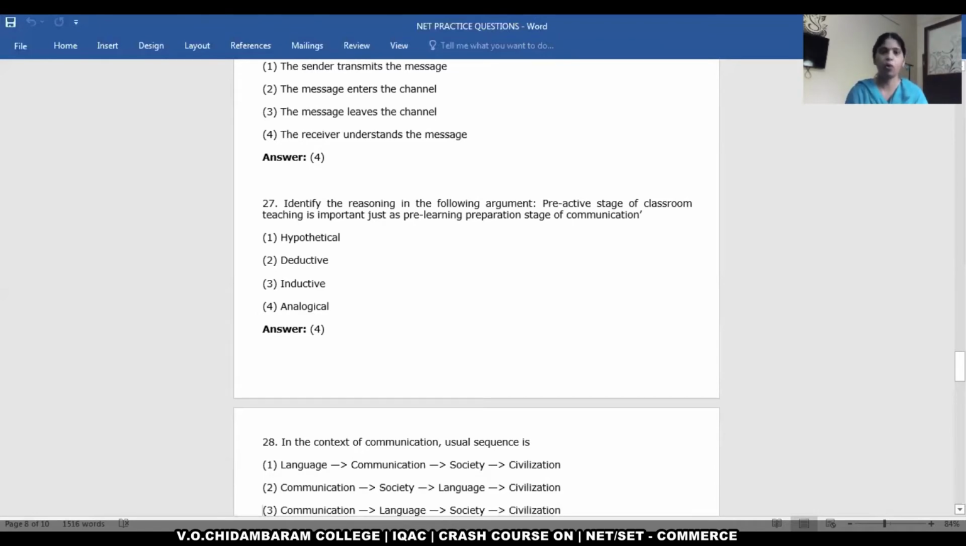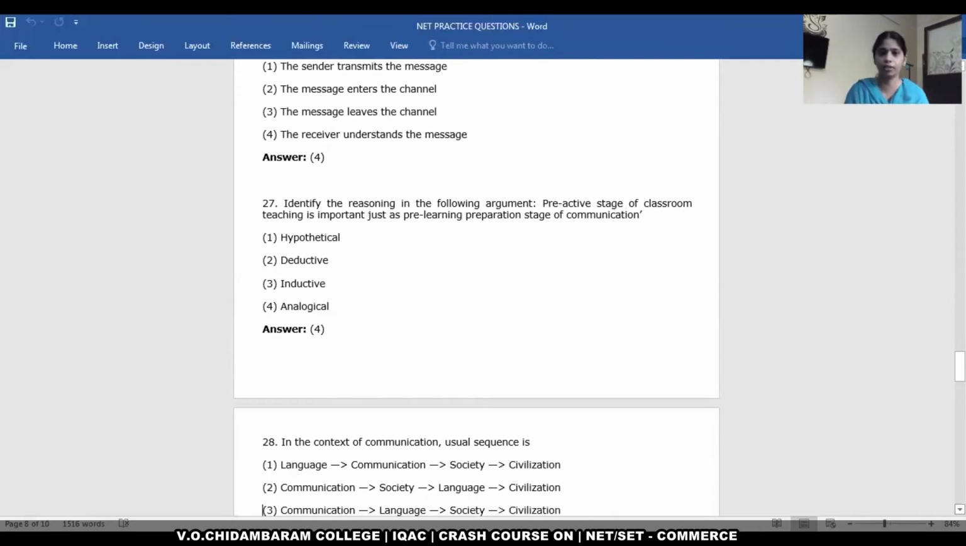Is it imaginary? No. Deductive. Deductive is a conclusion. It's a concluding. It's somewhat reaching a final answer. Is that so? Inductive. Inductive is a generalized conclusion based on specific instances. Finding out a generalized conclusion. Or analogical. Analogical is comparing and finding out things.